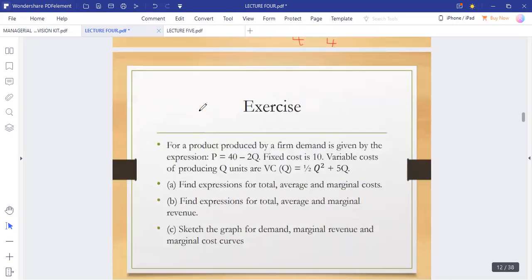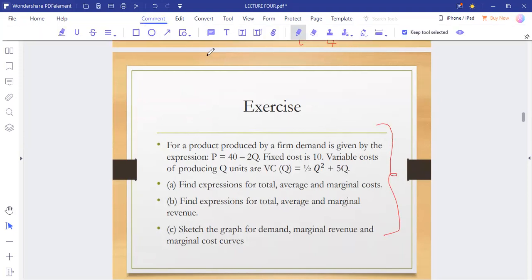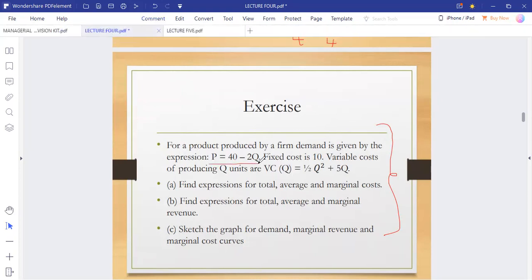So let's try to do this exercise together. Please, let's be objective. We're given the demand function as follows, 40 minus 2Q. The fixed cost is what? 10. And the variable cost is what? Half Q squared plus 5Q.